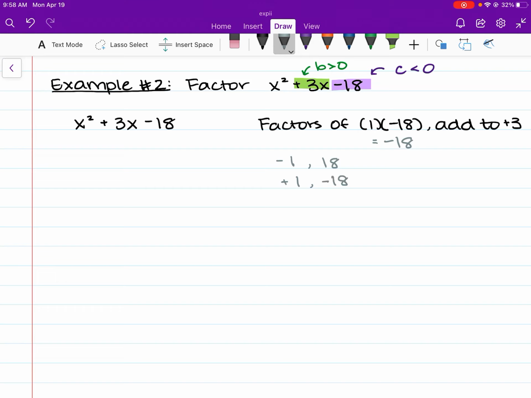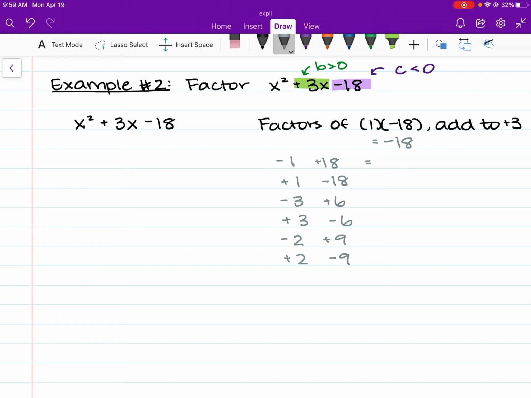We'll have negative 3 and positive 6. We're going to have positive 3 and negative 6. We'll have negative 2 and positive 9. We'll have positive 2 and negative 9. And I think that covers everything. Just like before, we are going to find the sums of all of these values, because again, we're looking for factors of negative 18 that add to positive 3.